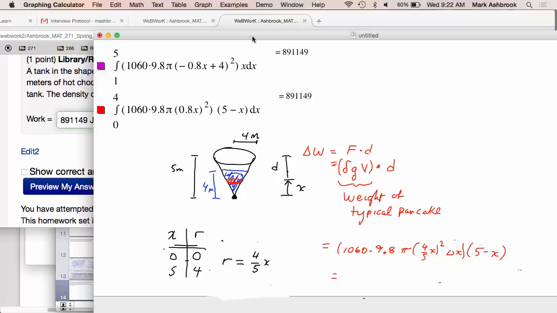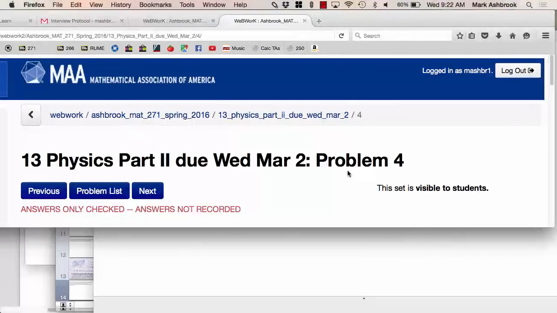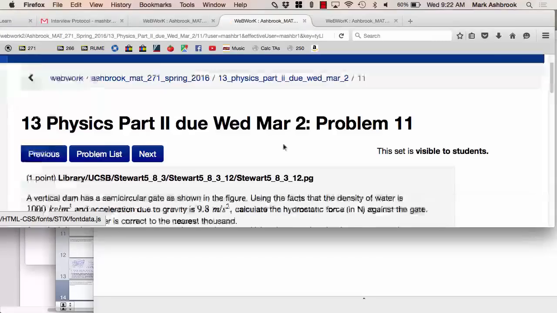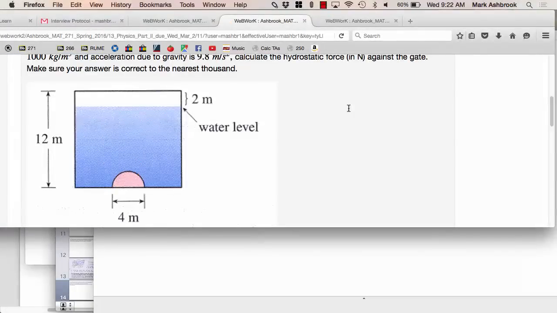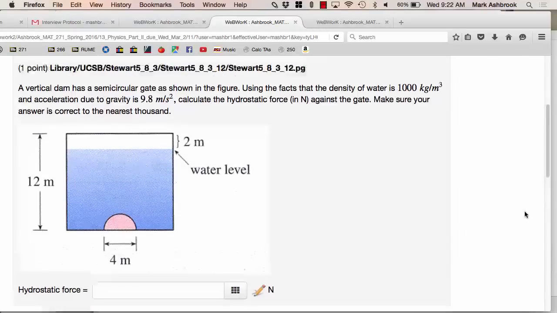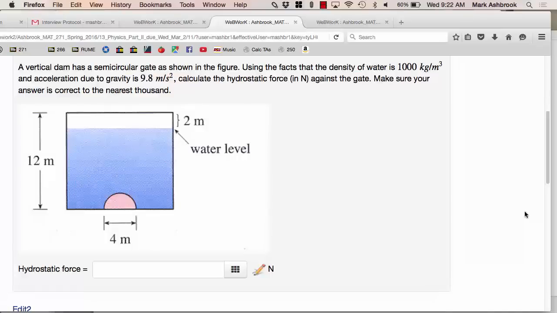Questions before we go on to another one? Okay. Let's look at the dam. Okay, the dam problem. So here we are. Yes, it is number 11. It's number 11 in the web work that you did. So we want to get the total hydrostatic force on the gate.